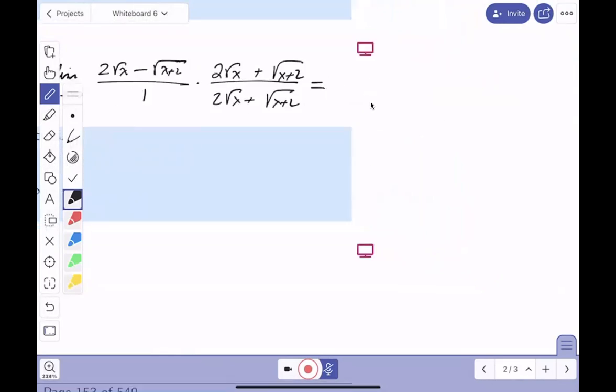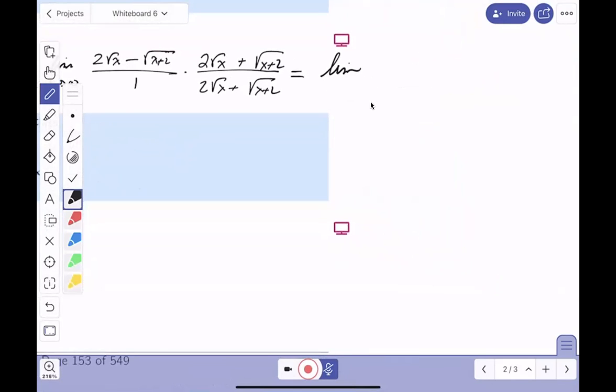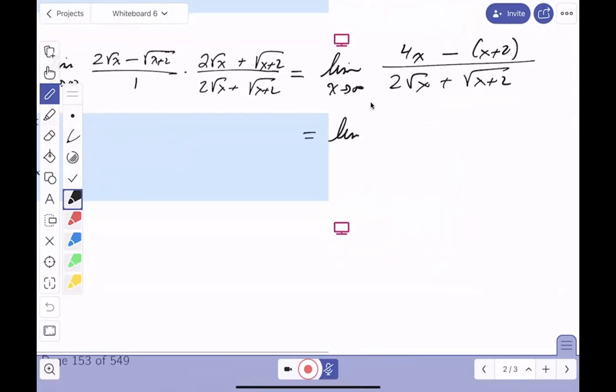All right, I'm going to look at this and see what I come up with. This is the limit. And again, you need to write the limit down. It goes x to infinity. The bottom's not bad. It's just simply 2 root x plus root x plus 2. What do you get on top? You get 4x minus x plus 2. And continue to work on it. Limit x goes to infinity. And what do you get? You would get 3x minus 2 over 2 root x plus root x plus 2.